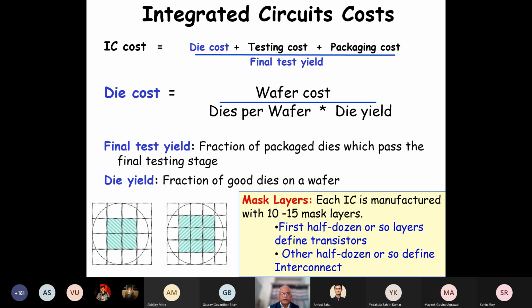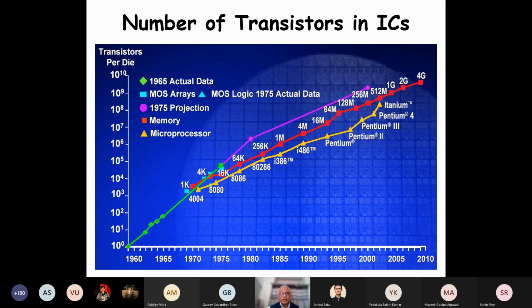And then we have this VLSI manufacturing process, through which we have 10 to 15 mask layers. The first half a dozen or so define the transistor, and the top half a dozen define the interconnect on these transistors.